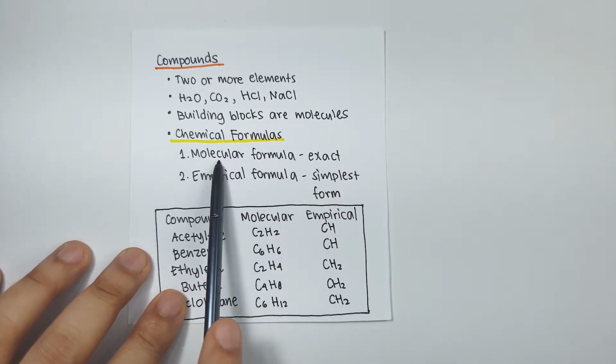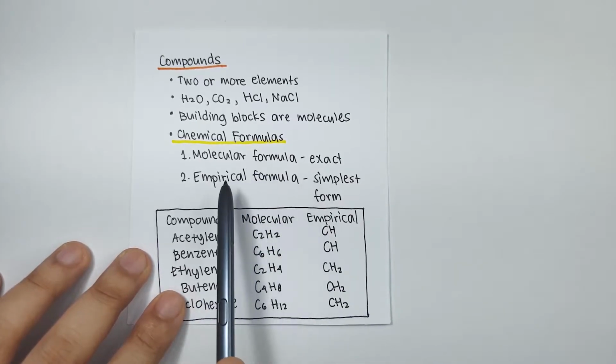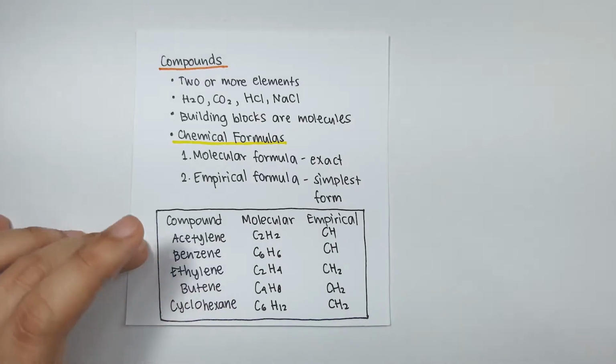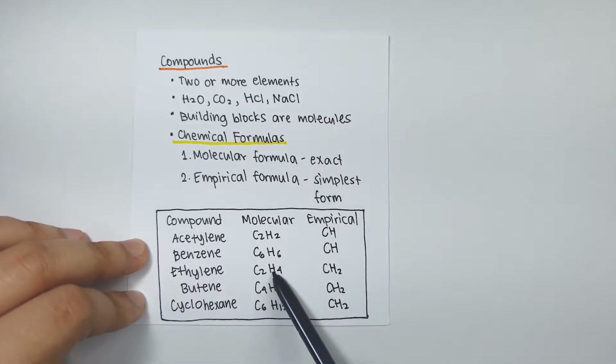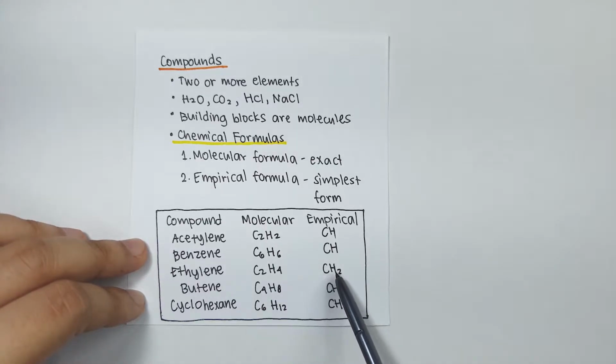First is ang molecular formula, which is an exact formula. Second is the empirical formula, which is the simplest form. For example, ethylene. Yung molecular formula niya ay C2H4, pero we can divide this by 2, so it becomes CH2. So ito yung empirical formula niya.